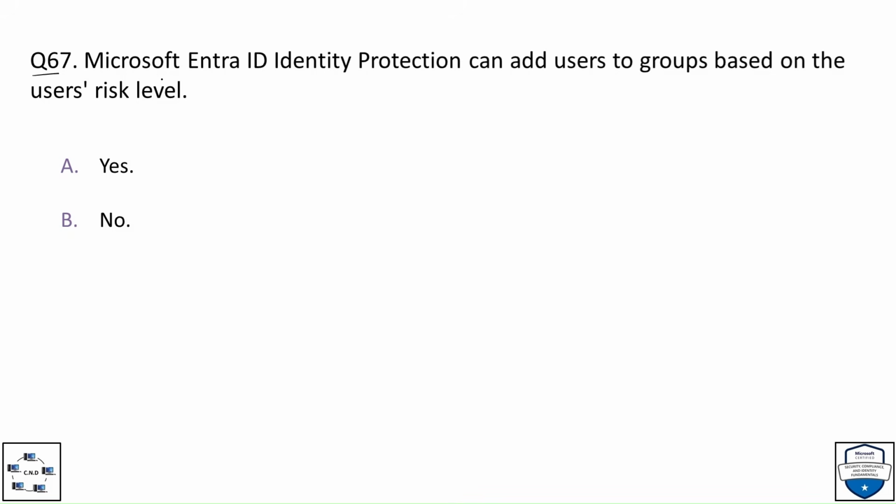Question number 67. Microsoft Entra ID Identity Protection can add users to groups based on the user's risk level. The options are option A, yes, and option B, no. And the correct option is option B, no.